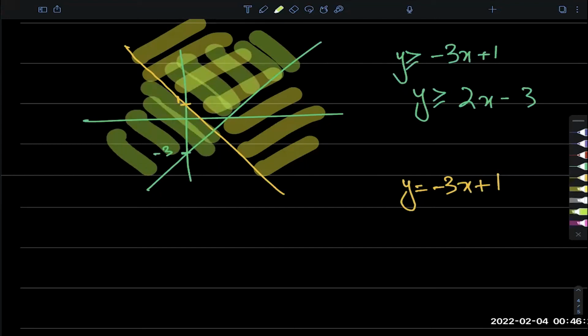जी सर याद आ गया मुझे. So where are both of them overlapping? That's over here, right? जी sir. Yeah, so that's my answer.